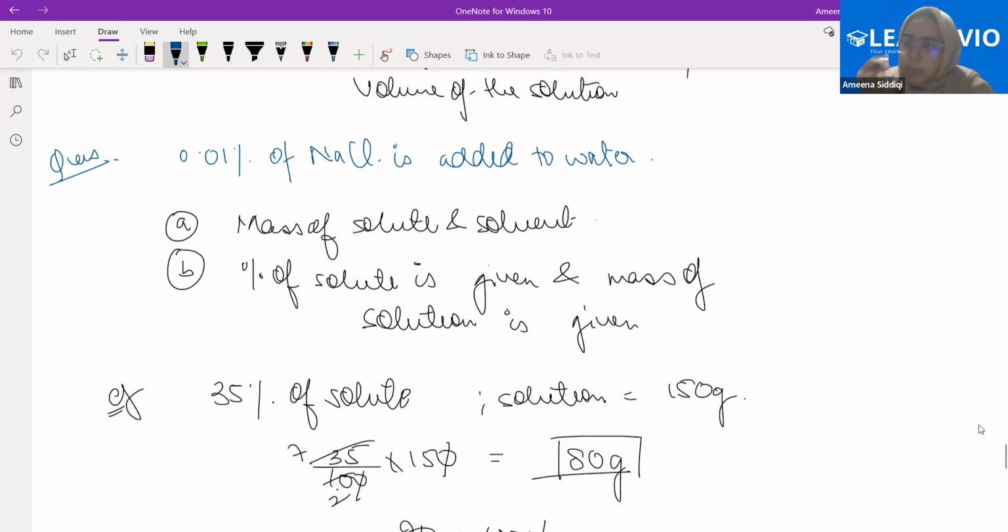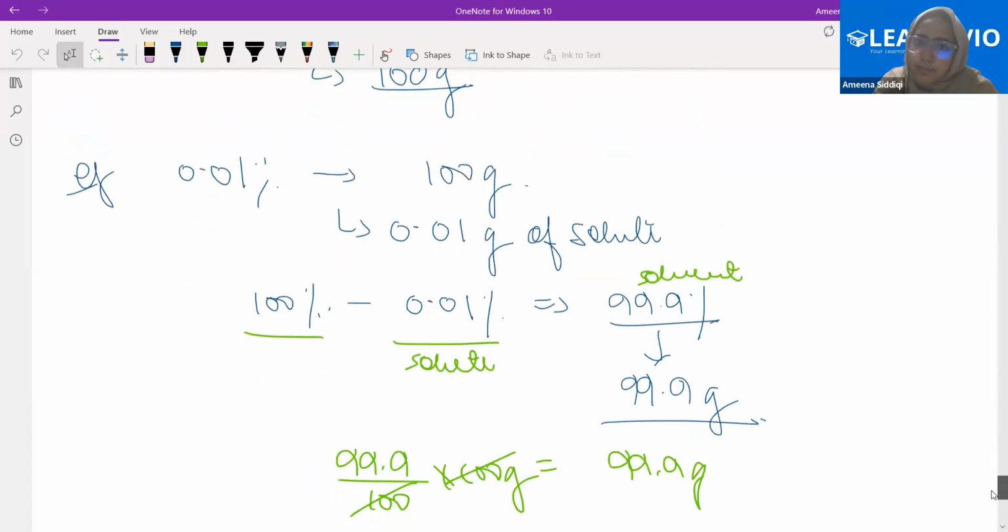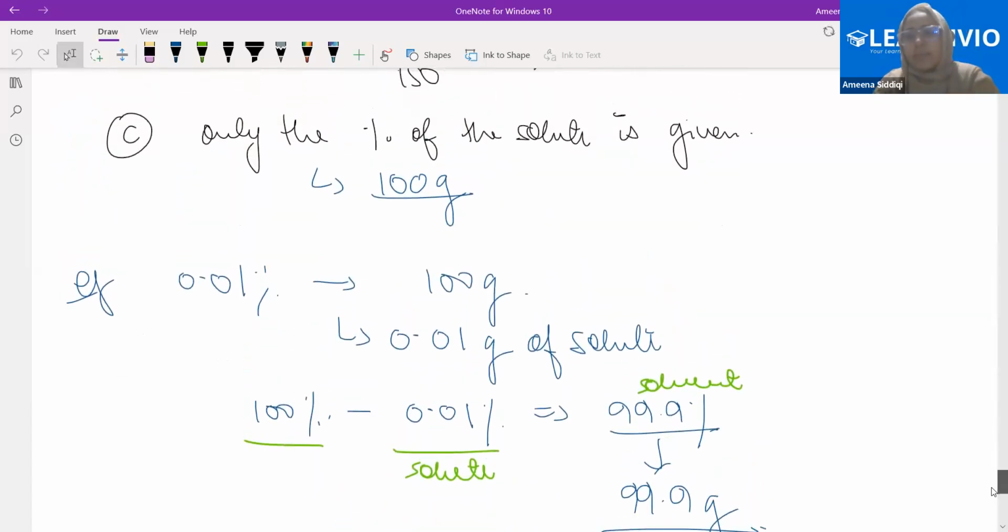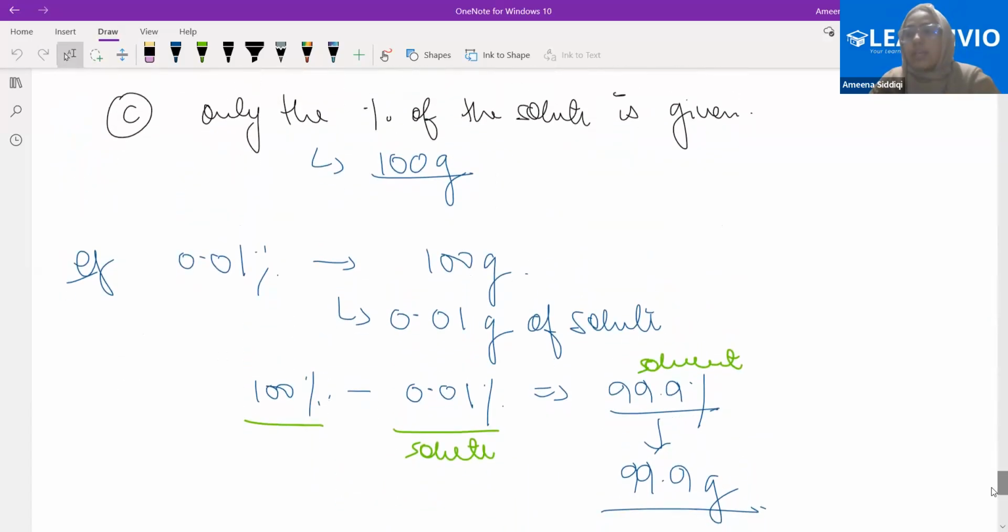Fine. The third approach is when only the percentage of the solute is given, or only the percentage of the solvent is given, and we are not given the total mass of the solution. In that case, what steps will we follow? We have to assume the total mass of the solution, then it is 100 grams. Then we can calculate it. Okay, any other problem in this?